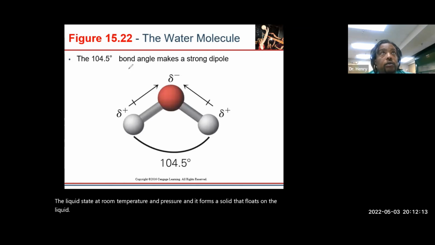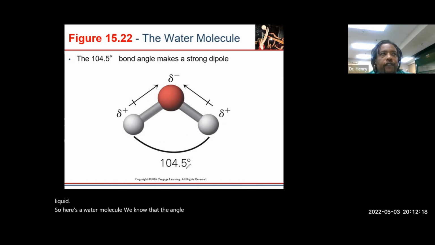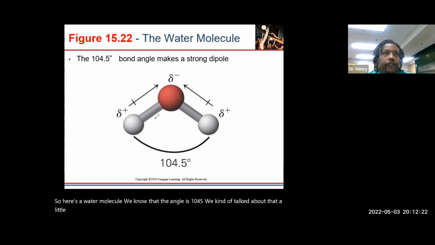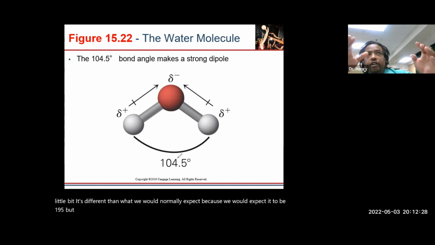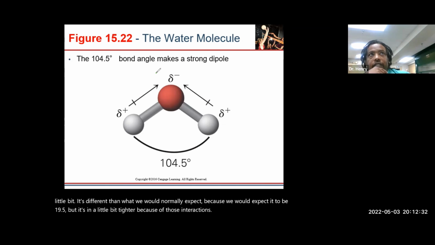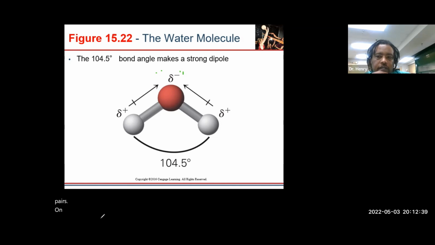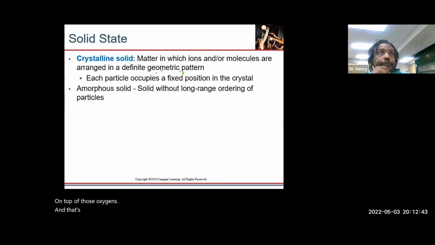Okay, so here's a water molecule. We know that the angle is 104.5. We talked about that a little bit. It's different than what we would normally expect, because we would expect it to be like 109.5, but it's a little bit tighter because of those interactions. And then those lone pairs that are kicking up here, right? We have those two lone pairs on top of those oxygens, and that's going to shift our angle.